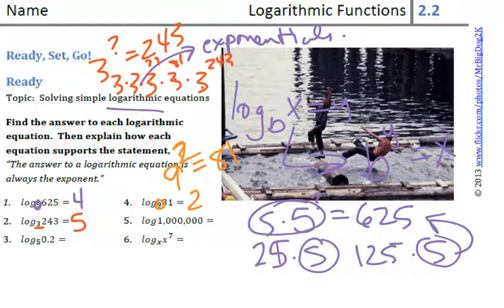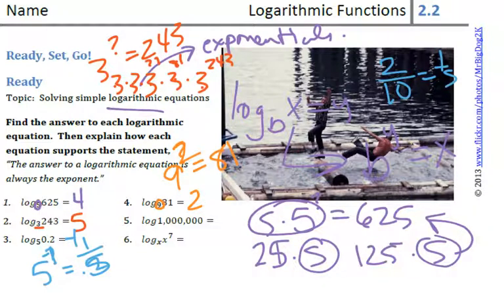Number 3 is probably a little trickier. 5 to what power is 0.2? Well, it would help to understand that 0.2 is 2 over 10, which would reduce to 1/5. So that's really 1/5, which is pretty easy to see, that's a -1.